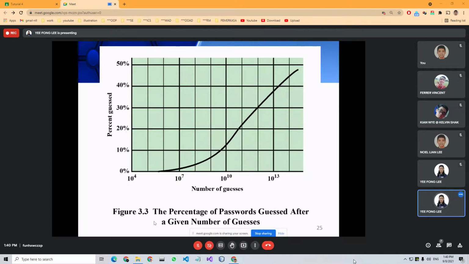This is a type of analysis of 25,000 students in one of the universities. What is the result shown? The graph shows the percentage of passwords that have been recovered by number of guesses: 10 raised to 7, 10, 10, 10, 13. And more than 40% of passwords are guessed successfully. Do you see that?